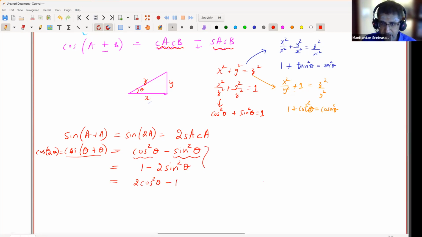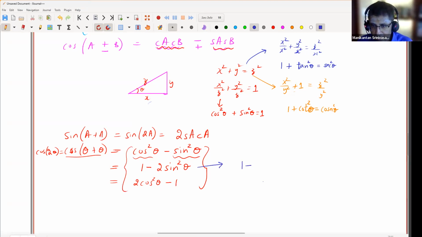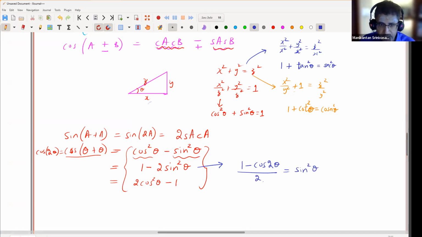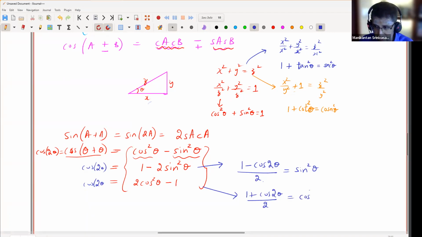So all of these are important, right? Depending on the situation, you would use one of the three for cos 2 theta. And again, I can rewrite this in a different way also. So for example, this one, I can write 1 minus cos 2 theta by 2 is sine square theta, right? Just rearranging. This is cos 2 theta. This is also cos 2 theta. Similarly, here it will become 1 plus cos 2 theta by 2 equal to cos square theta, I'm sorry.